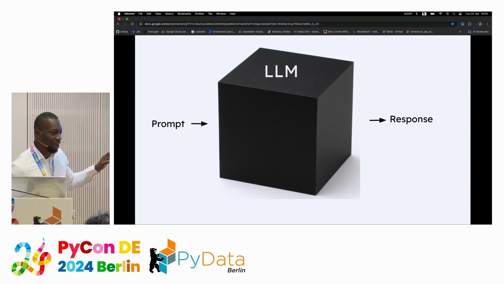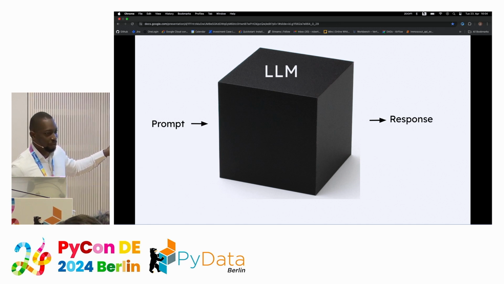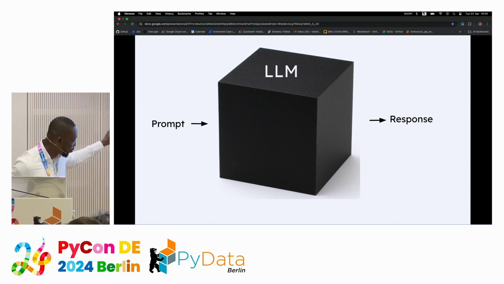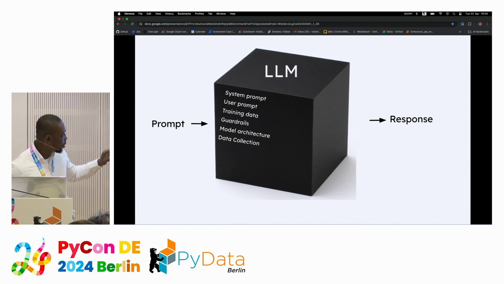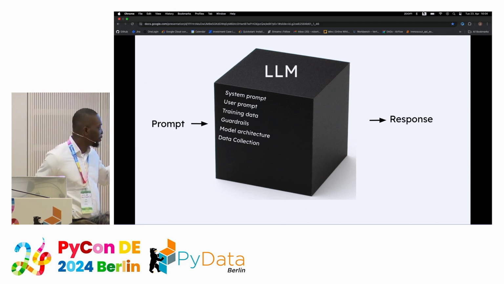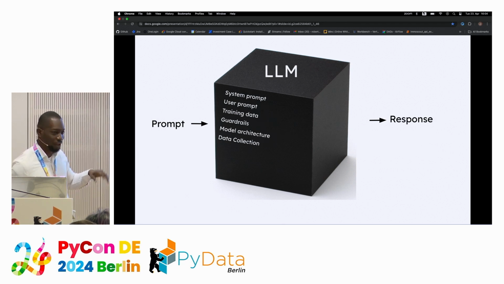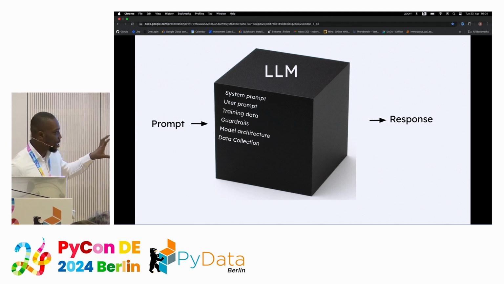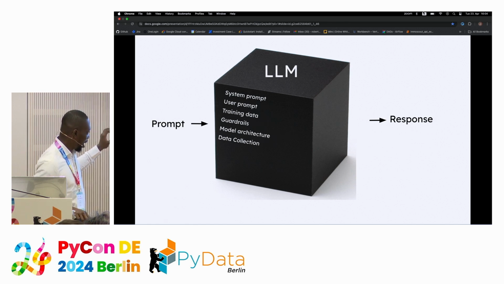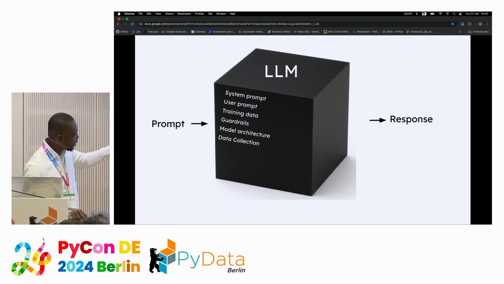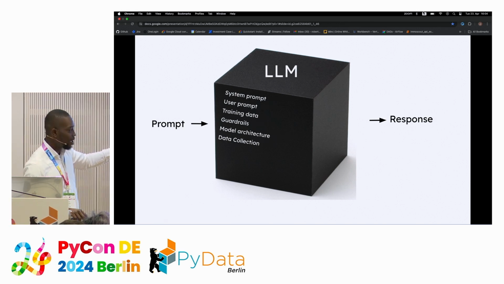And today I'm going to talk about, if you think about LLM, you just think about writing a prompt and getting a response. So the LLM or generative AI itself is a black box. You don't know what happened inside. You just send prompts and then you get a response. But inside this black box, you have system prompts, you have user prompts, you have the training data, you have the guardrails, you have the model architecture, you have the data collection, you have a lot of other things inside this black box. And so today I'm going to talk about how you can improve your prompt for data security purposes and some things happening inside the LLM itself and how you can improve your response.